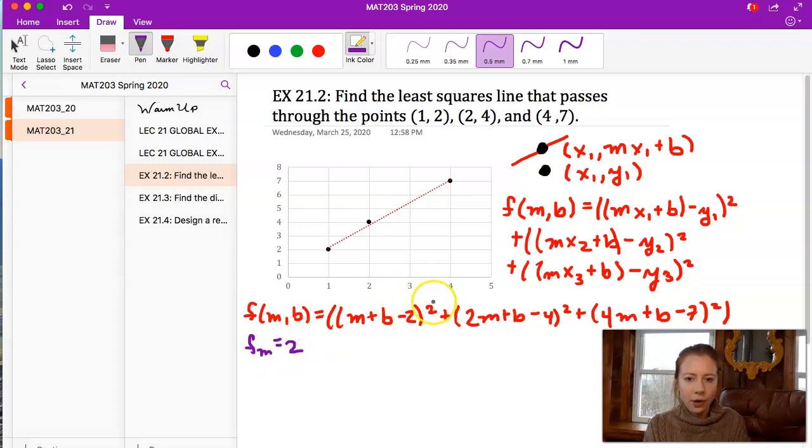Okay, so we're just taking the partial with respect to m here. So we have the power of 2 that we're bringing out front, and inside our parentheses remain the same. So that's going to be m plus b minus 2, and we drop the power down 1, so it's to the first power. Okay.